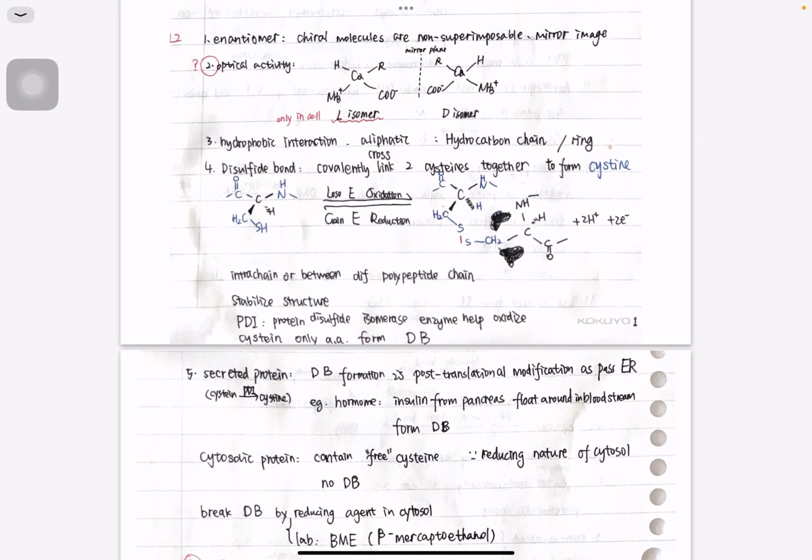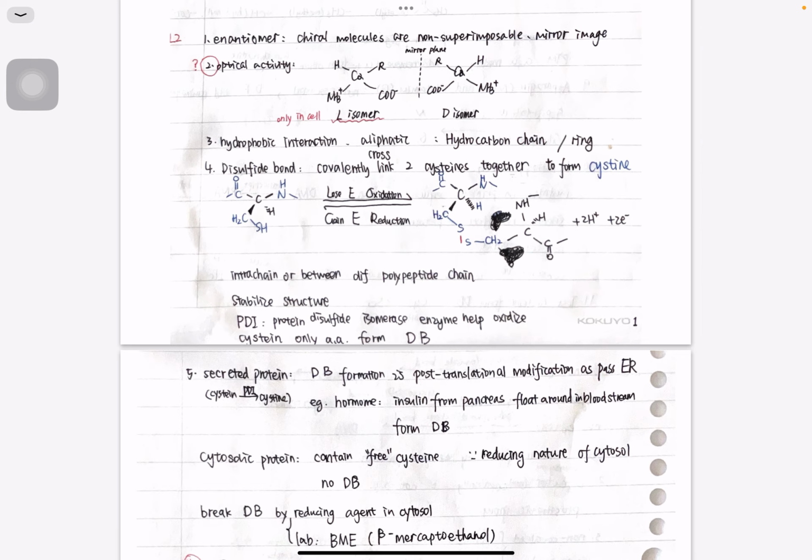And what we need to know is that the L isomer is the only one that appears in the cell. So we only see the L isomer because there is more steric strain or something else in the D isomer.